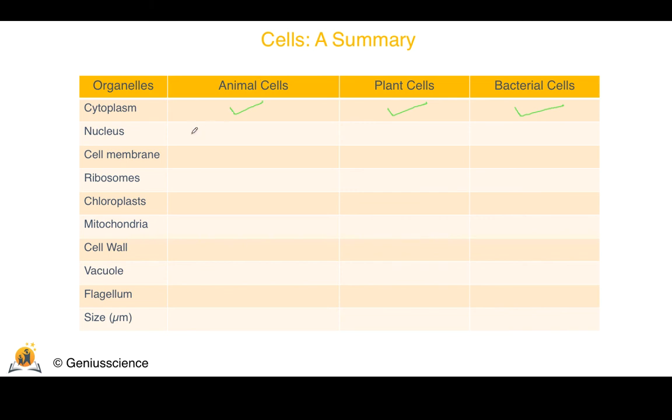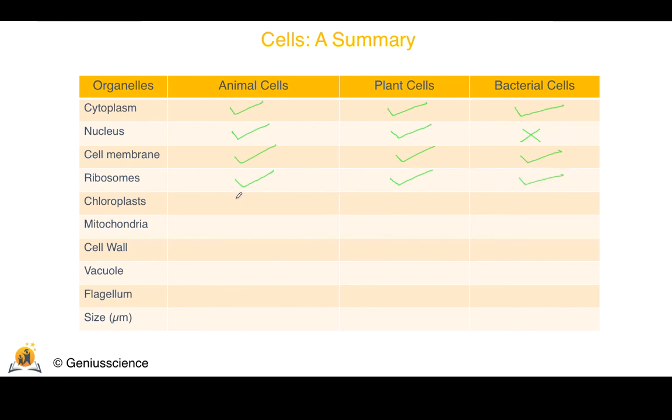The nucleus. Animal cells, yes, they do have nuclei. Plant cells also have nuclei. They're eukaryotic. Bacterial cells do not. The cell membrane, yes, animal cells have cell membranes. Plant cells also do. And bacterial cells also do. It's the same with ribosomes. Animal cells have ribosomes. Plant cells also have ribosomes, and so do bacterial cells.